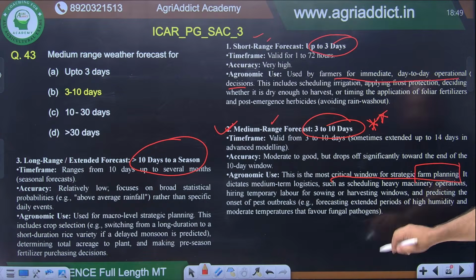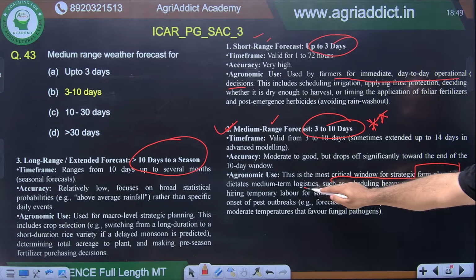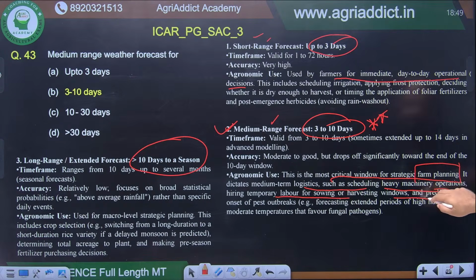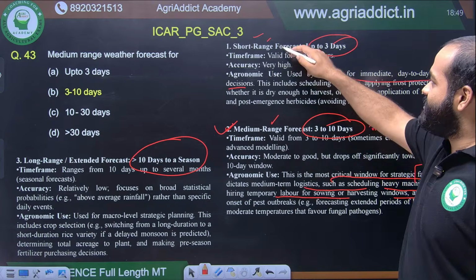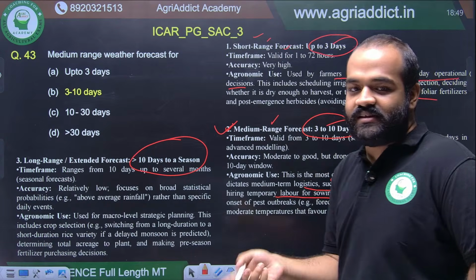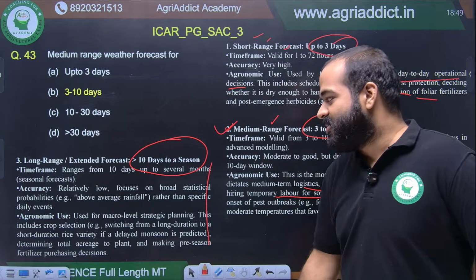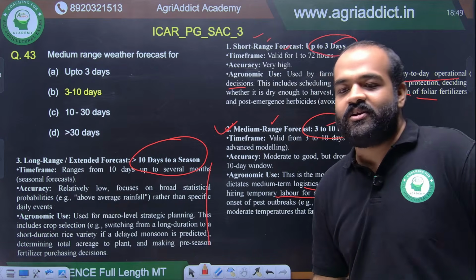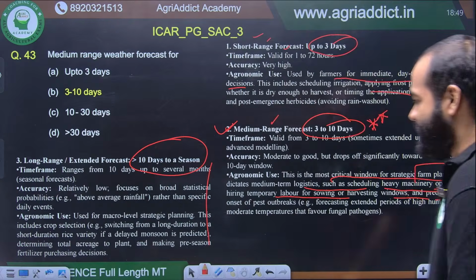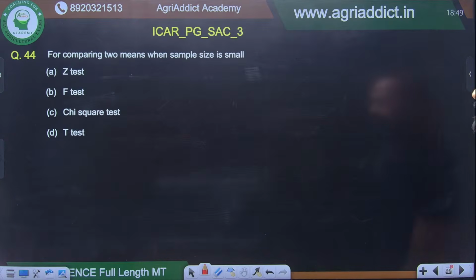In the medium range, the agronomic uses are medium-term logistics such as scheduling heavy machinery operation, hiring laborers, sowing, harvesting and everything. Short range can be used only for deciding whether to spray tomorrow or whether to apply herbicide tomorrow, like that. Long range will decide the crop selection, and how long the crop window will be and everything. So long range is not that important for farmers.